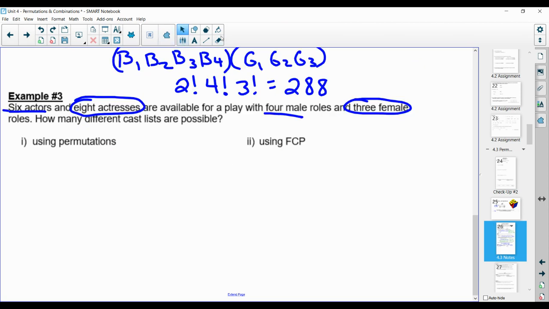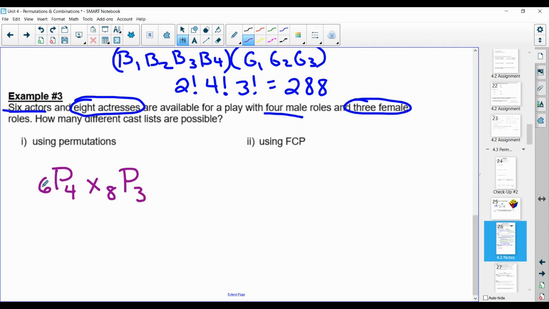We're going to look at this using two different methods: permutations, and then the fundamental counting principle. With permutations, we have 6 actors. Order matters when we're creating that cast list. We're going to pick 4 of them. And, and means multiply, we have 8 actresses, and we're going to take 3 of them. So I'm going to write this out here: 6 actors, picking 4, and 8 actresses, picking 3.